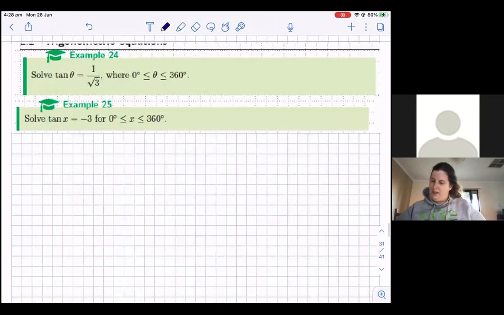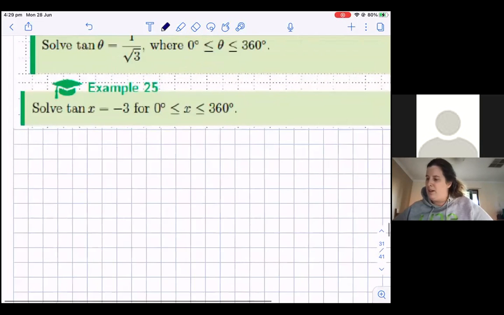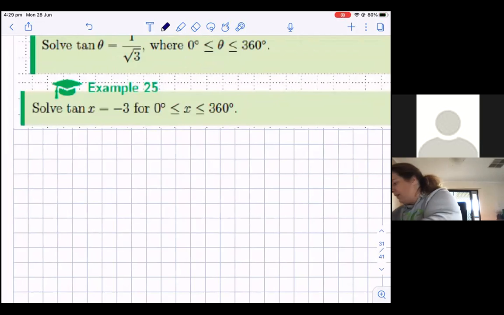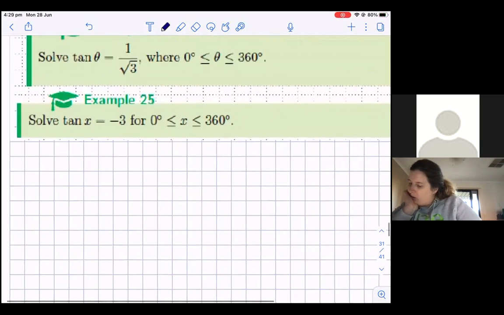All right, I think we're nearly there. So this time we've got tan theta is 1 on root 3, and we're trying to solve it. Now, we know using our exact values that tan's going to come out as 1 on root 3 whenever we've got, now I'm just trying to remember because I don't actually have my exact values in front of me, pi on 6.